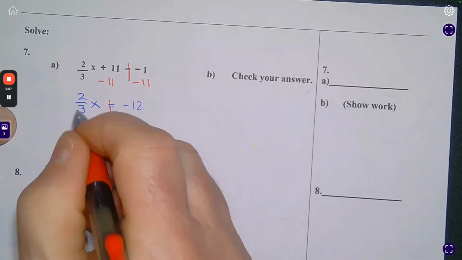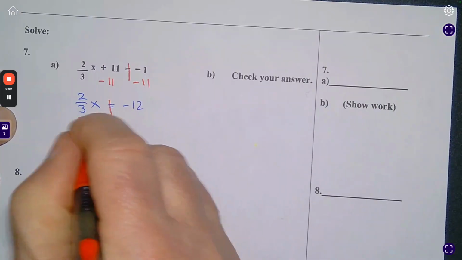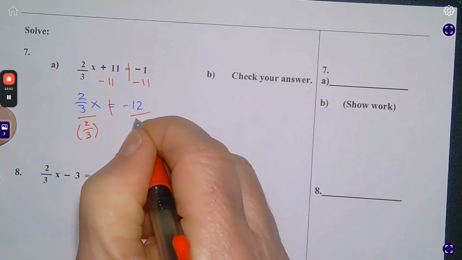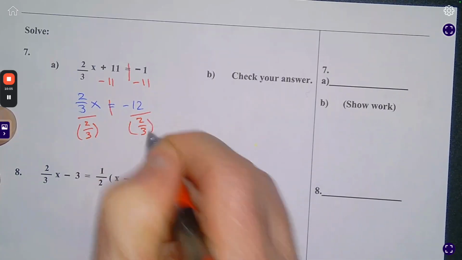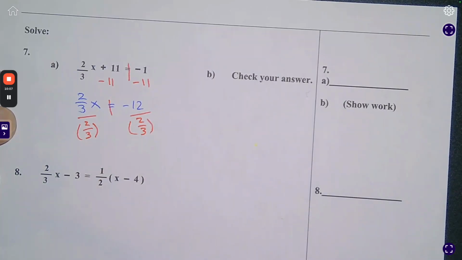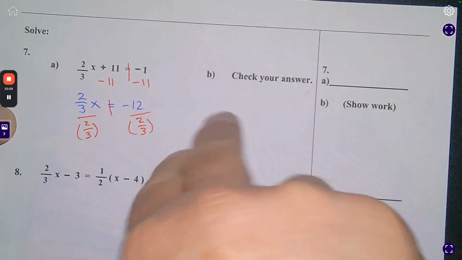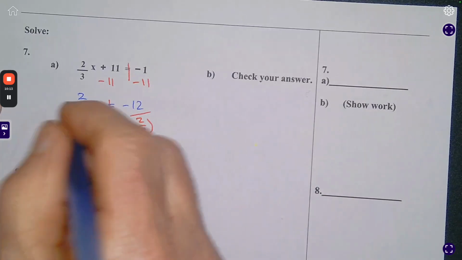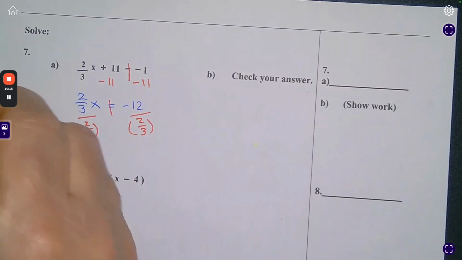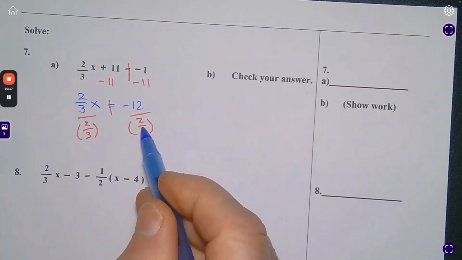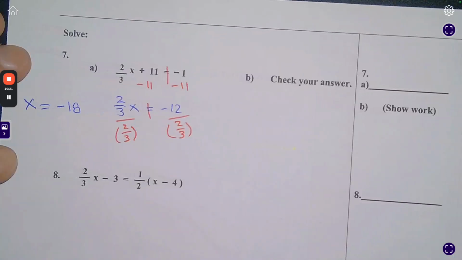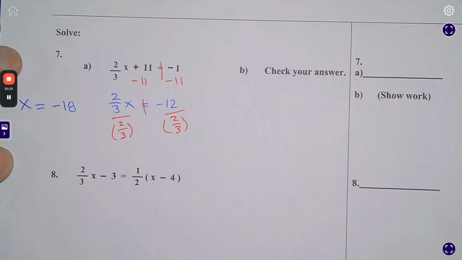Now I'm going to do the inverse operation for multiplying by 2/3. That's dividing by 2/3. When you divide by a fraction, you got to put it in parentheses if you're going to use your calculator. If you're not going to use your calculator, you invert the fraction and multiply it by 12. All right, so this goes to 1x equals, when I do this math right here, I get negative 18. So that's x. Ooh, let me show you that. Negative 18.